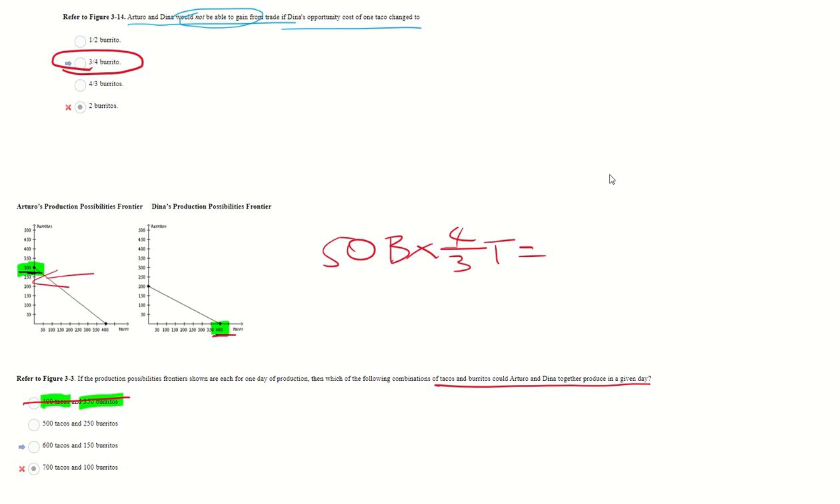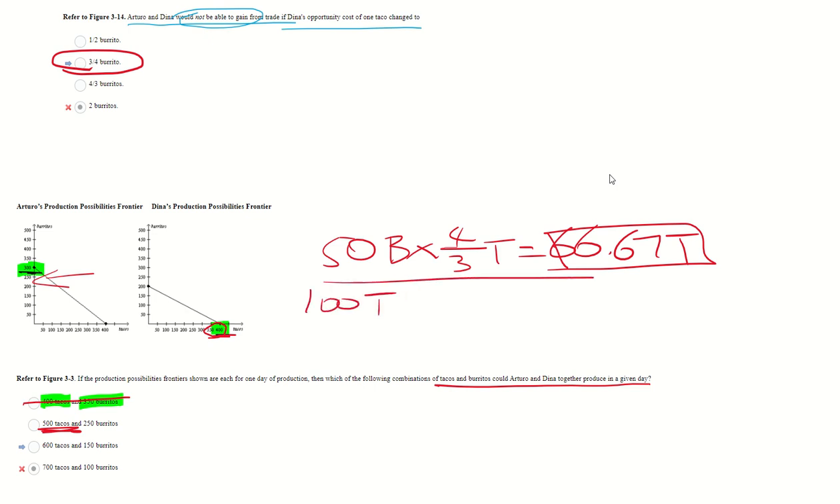So 66.67. So they can also produce 66.67 tacos. Now, would that be sufficient? Well, we need to have 500 tacos. Dina by herself can produce only 400, so we need Arturo to produce an additional 100 tacos. But this only gives us 66.67. So it's not enough, right?